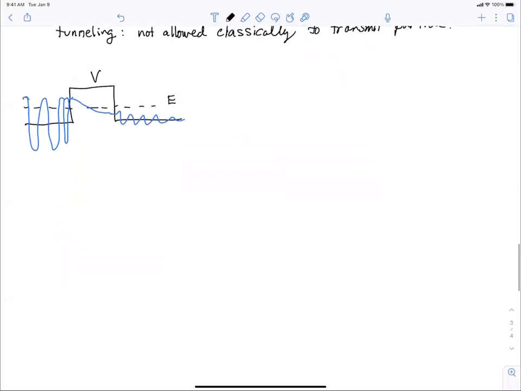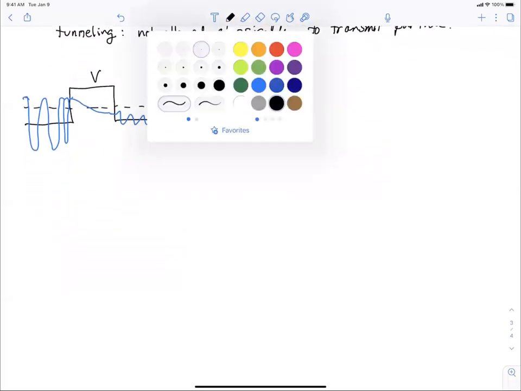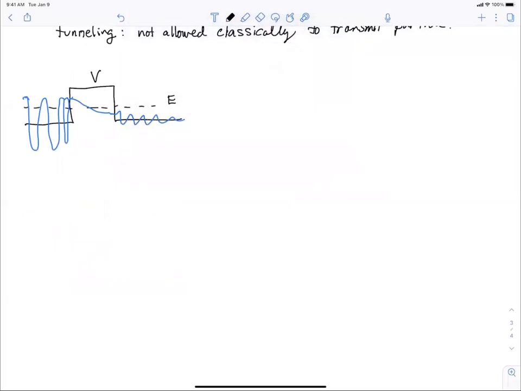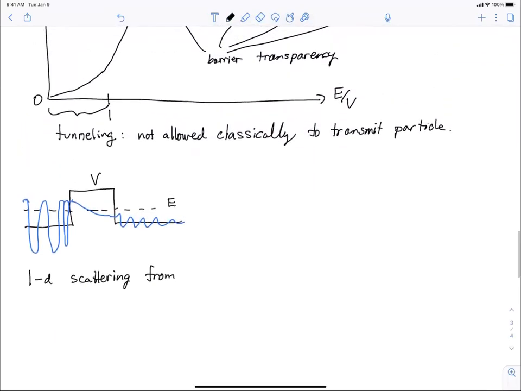All right, so let's do the cousin of this problem, which is 1D scattering, instead of from a barrier, from a potential well. Professor, yeah, go ahead. Could you just scroll up a little bit? Thank you. Okay.